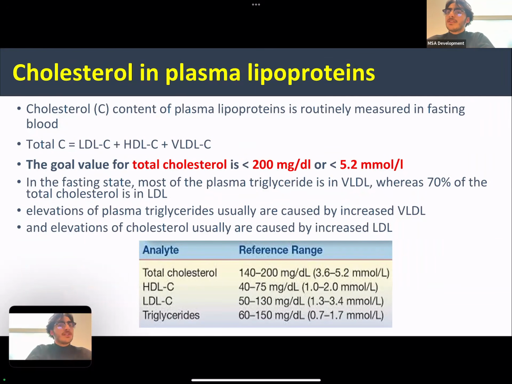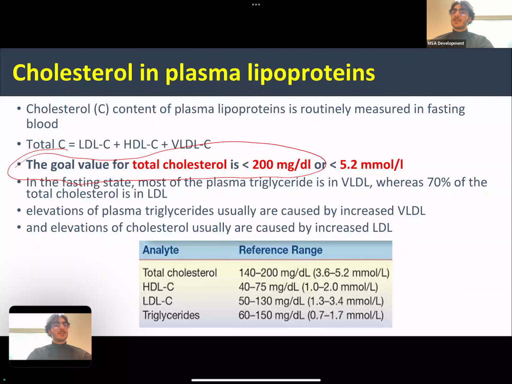Again, for this slide, there's not much that we have to know. All that we have to remember is that the goal value of total cholesterol is less than 200 milligrams per deciliter. Okay, so if we have anything above 200 milligrams per deciliter, this would be hypercholesterolemia. Another thing I want to point to is that elevations of plasma triglyceride usually are caused by increased VLDLs.